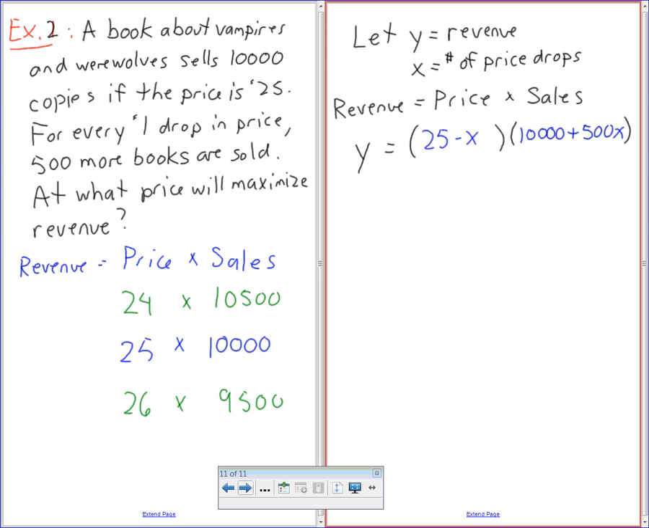All right, so I want to find the price that maximizes revenue. How would I find the price to maximize revenue? What do I have to do? Don't they all maximize revenue? No, because if you were to actually multiply these out, I didn't, you'd see that you'd have different numbers here, right? So this is like 250,000.